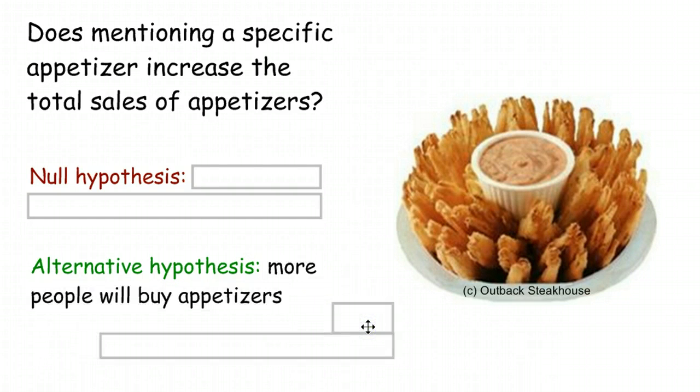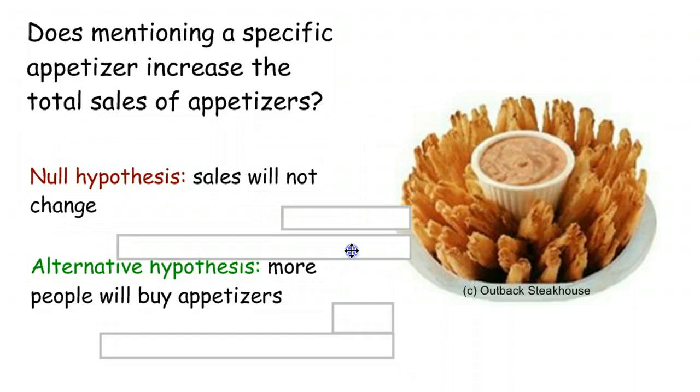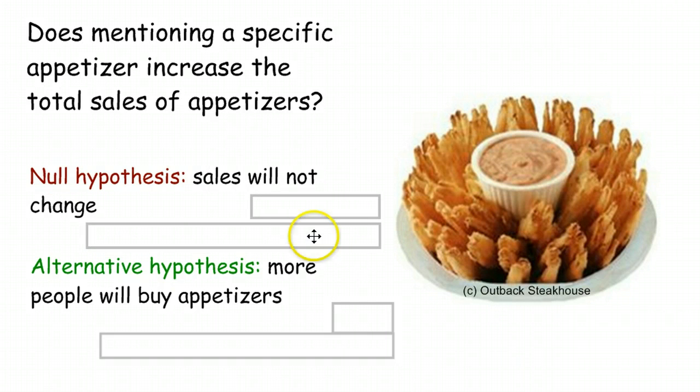More people are going to buy appetizers is maybe what you are thinking. You're assuming that this is going to help. So that's your alternative, that's what you're trying to prove. Working backwards to the null would be saying that no, the sales are not going to change. So again, the null is always a measure of no difference. Nothing is going to change. Sales will not change. Doing something different won't affect anything. The alternative is what you're seeking, what you're hoping to find. More people are going to buy appetizers in this case.